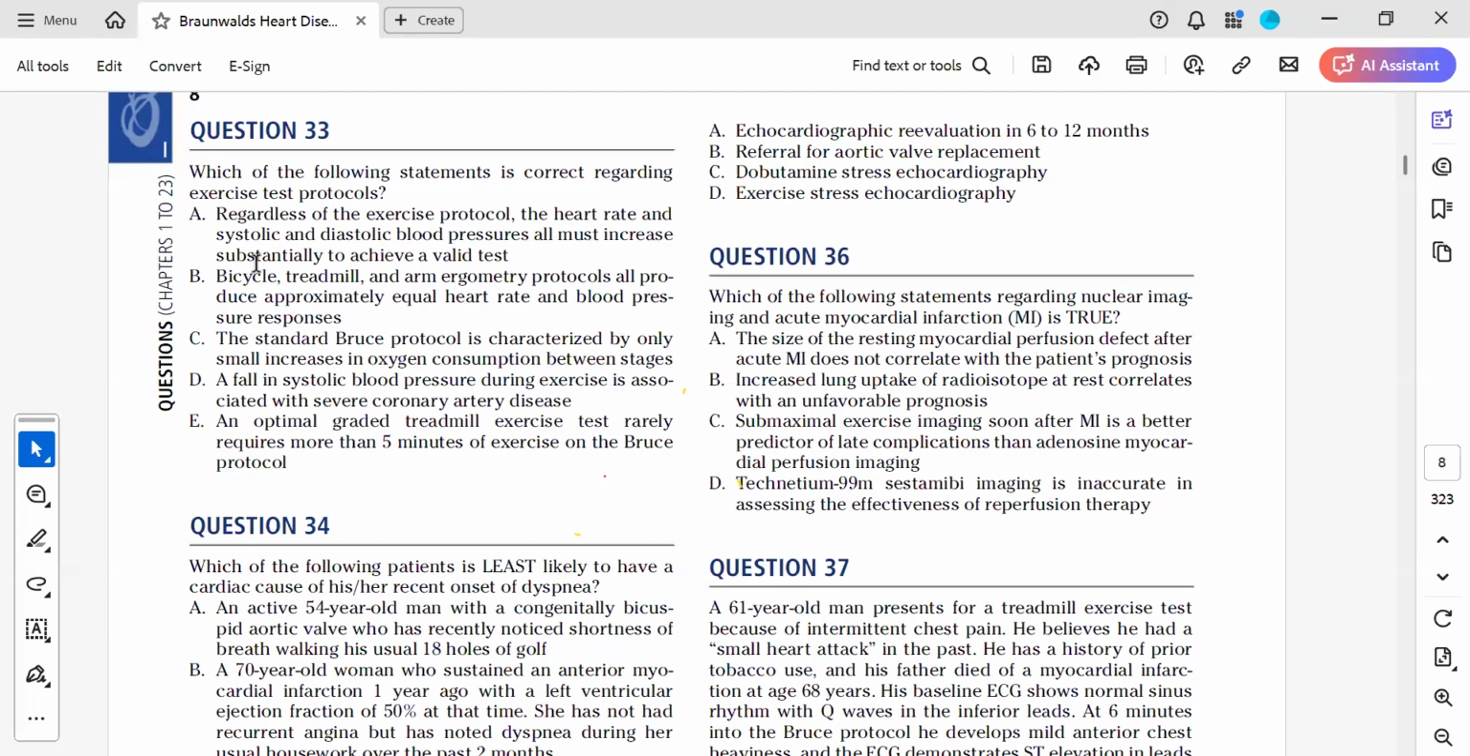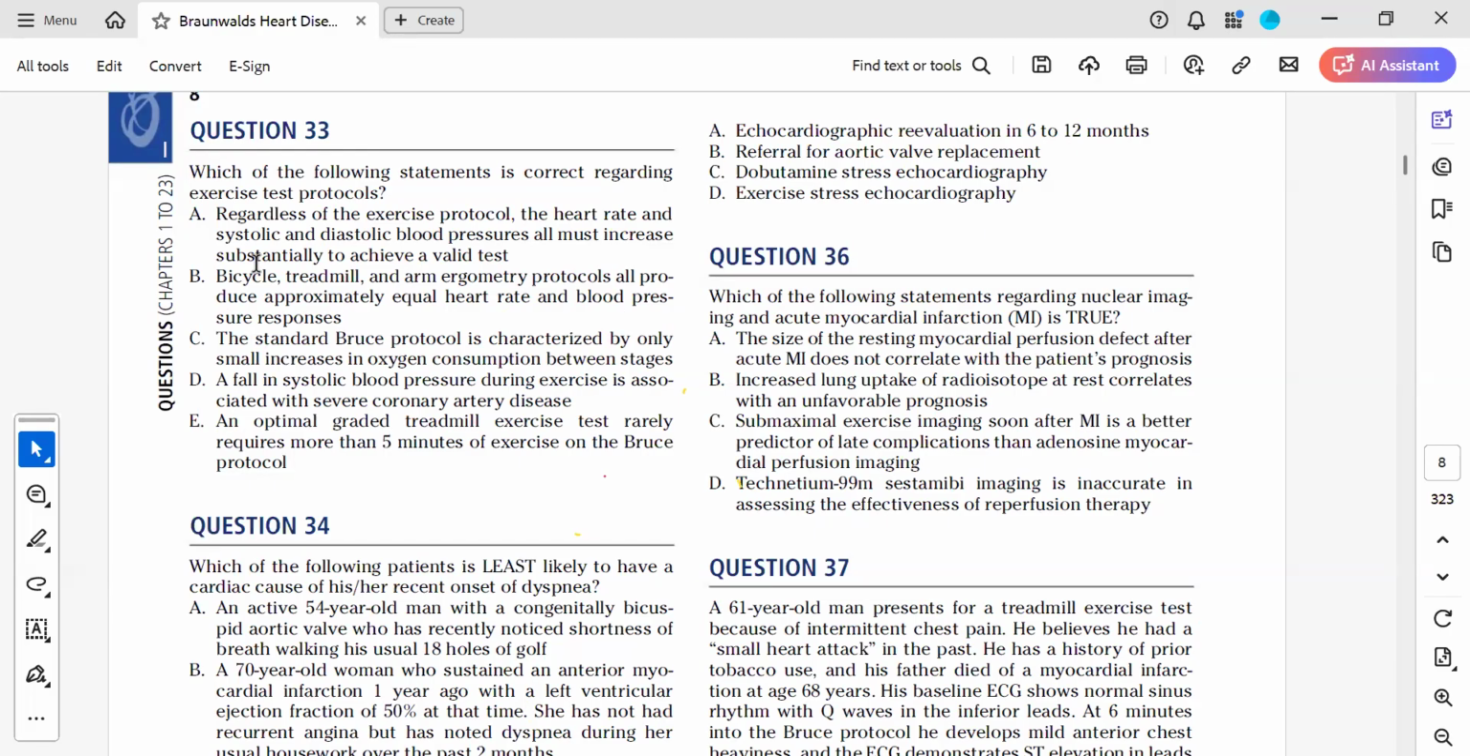And the fifth, or the D, is a fall in systolic blood pressure during exercise is associated with severe coronary artery disease. And our option E, an optimal graded treadmill exercise test rarely requires more than 5 minutes of exercise in a Bruce protocol. So we start with the first one.